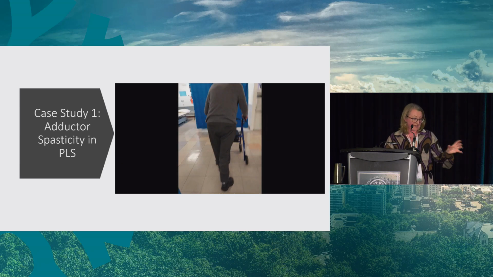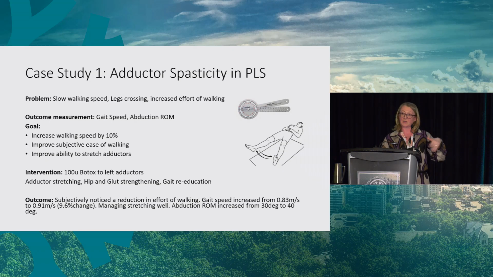So as a case study, there were so many examples of the adductors, I put loads of videos in, but I'm going to talk about the lady with the white trousers, who was quite a bit more mobile. So her problem was slow walking speed, her legs were crossing, lots of effort associated with walking. Our outcome measures were we measured gait speed and we measured her abduction range of movement. And the goals were that we were going to try and get a little bit of an increase in her walking speed, get a subjective increase in her ease of walking, and improve her ability to stretch her adductors easily.